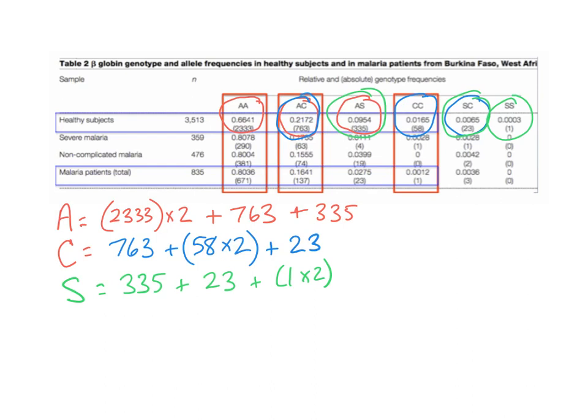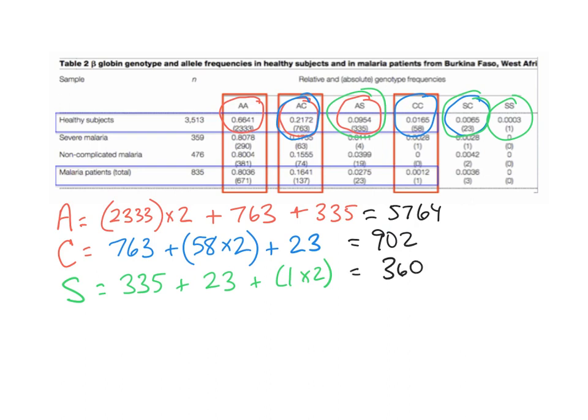If we calculate these, let me do it in yet another color. The total A's are going to be 5,764. The total on the C's is 902, and the total on the S's is 360.